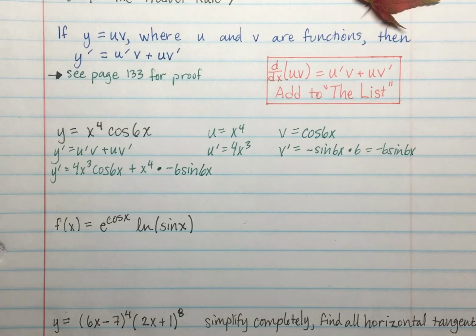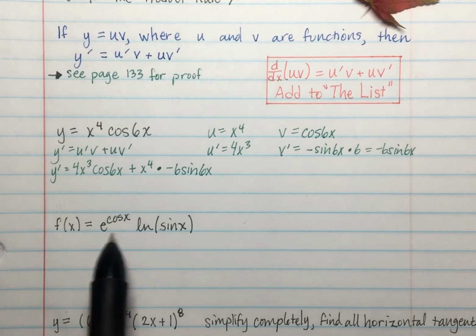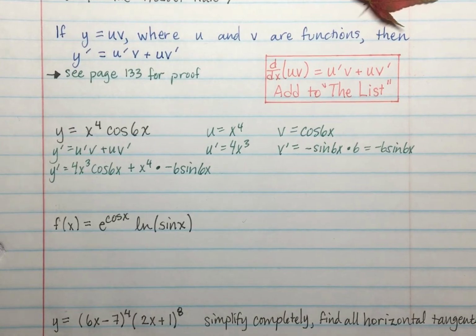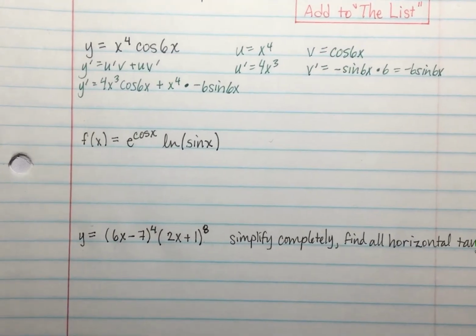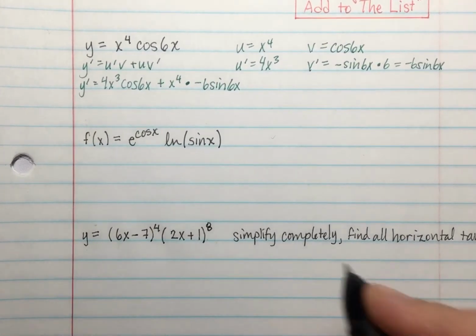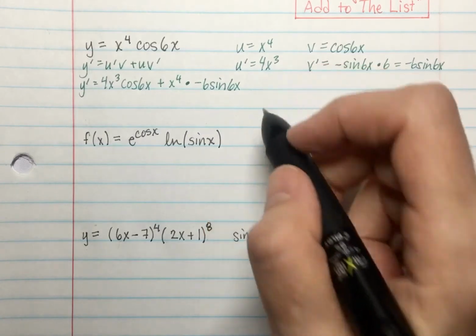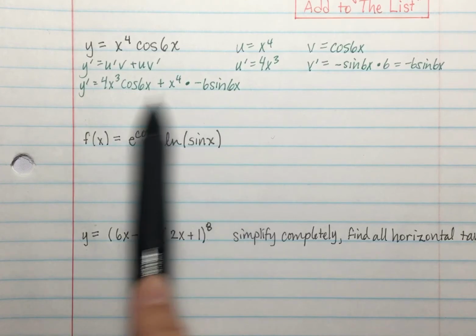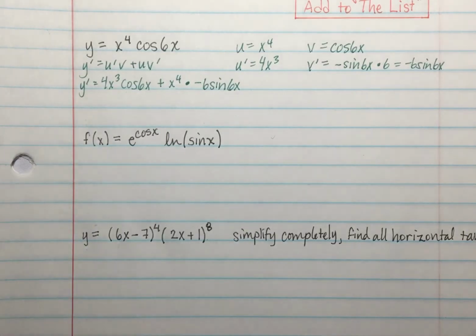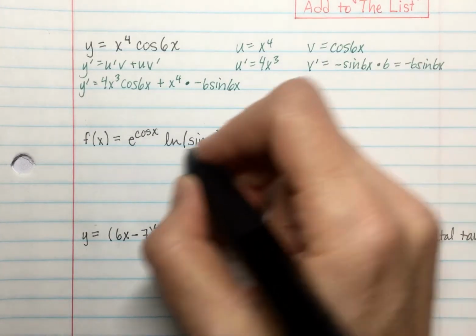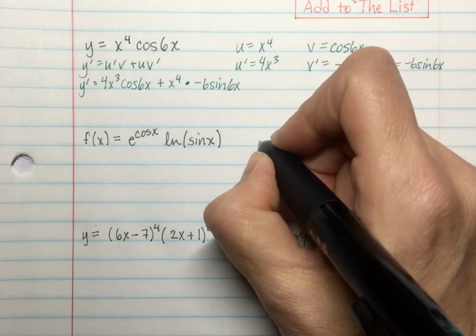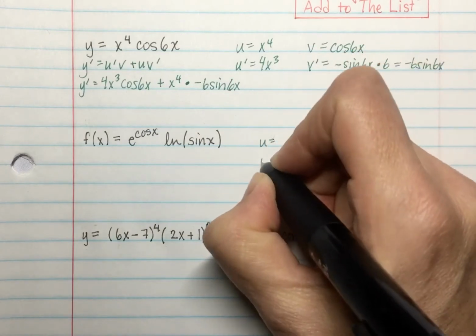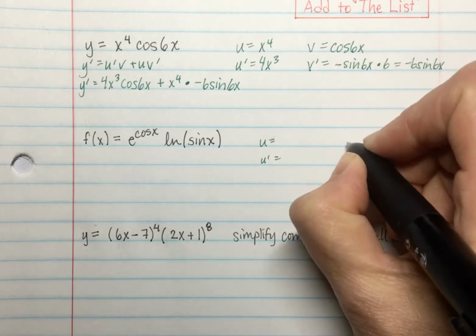Next, we have f of x equals e to the cosine x times natural log sine x. I have no idea what these functions would look like, by the way. If you really want to know, graph them. But sometimes when we do these product rule things, if you put your derivative equation into your calculator and compare it to the end derivative, sometimes they don't match perfectly, and that's simply because these are really complicated functions. Okay, so first of all, I'm going to list my u and u prime, and also the same for v and v prime.